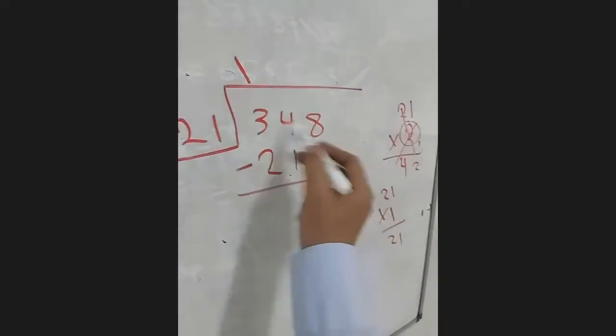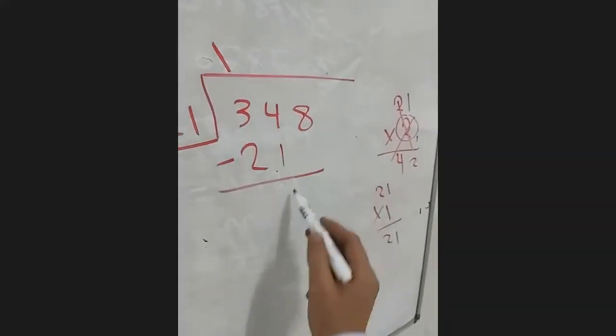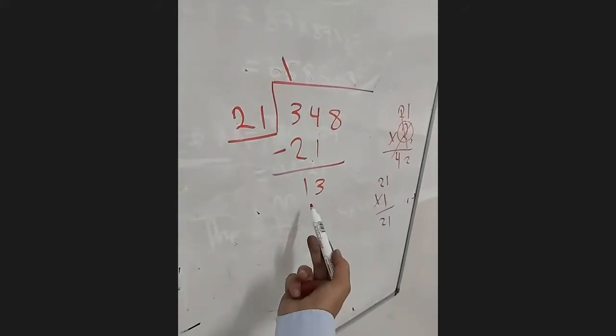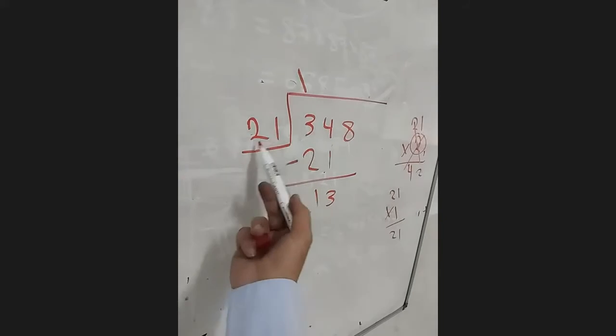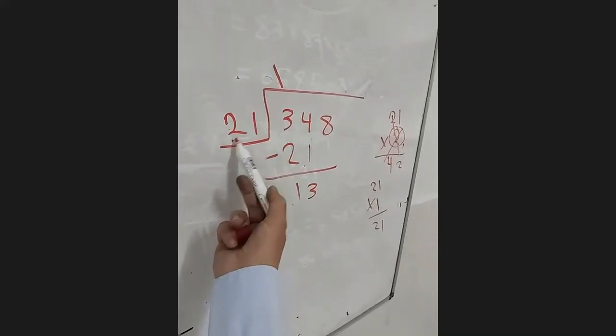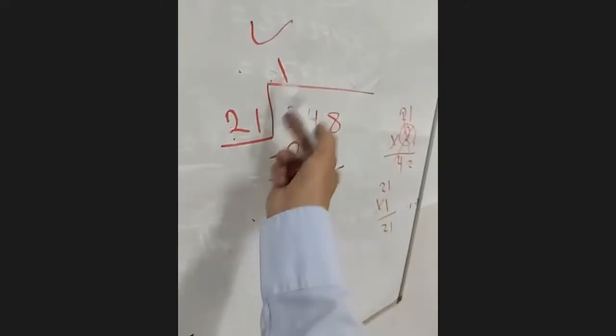We do the same steps. 34 minus 21: 4 minus 1 is 3, 3 minus 2 is 1, so 13. Look here. 13 is less than 21, right? Yeah. So the 1 is correct.